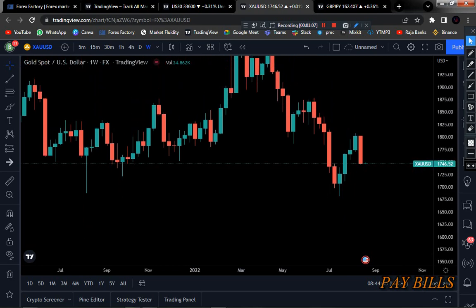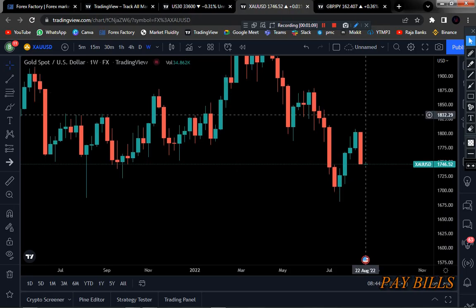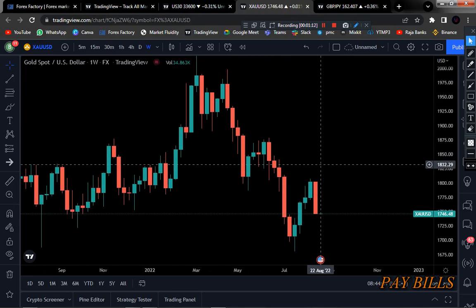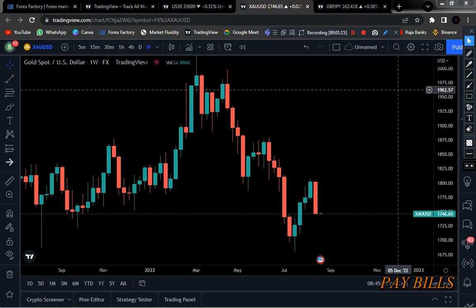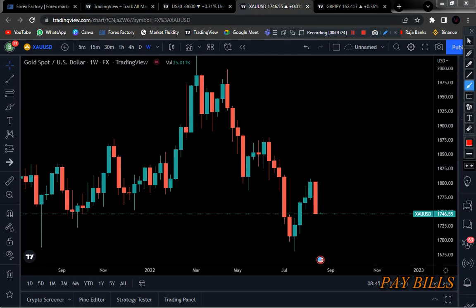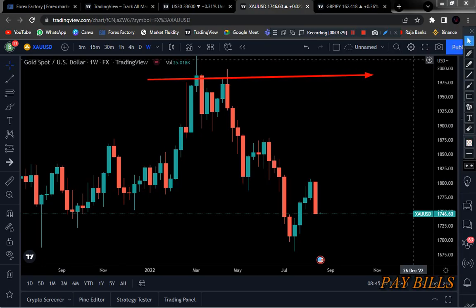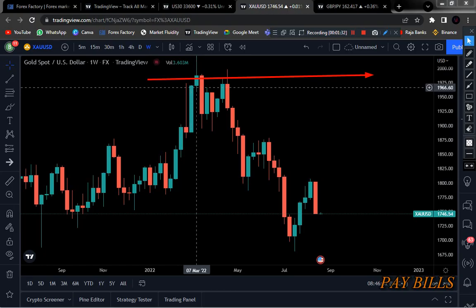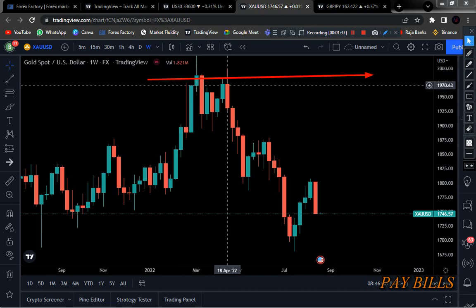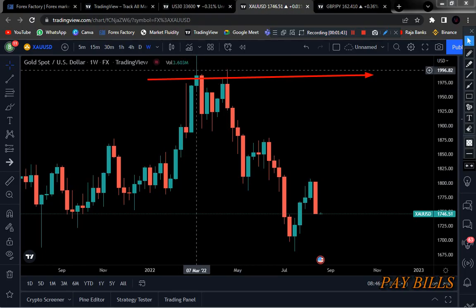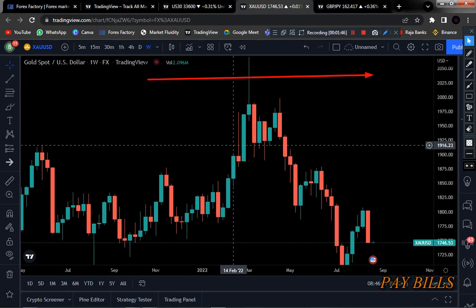So if we take a look at the weekly time frame, as we can see, let me just explain with the help of some drawings. So let's take a look here. Just see that this was in March 2022. The high was made in April. That high was again tested, and this was the high which was made during the pandemic time.